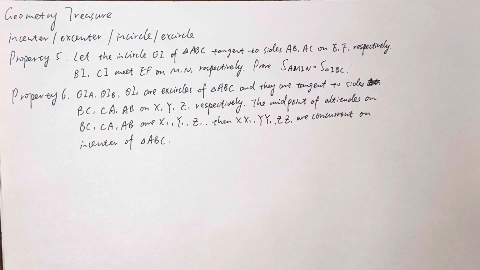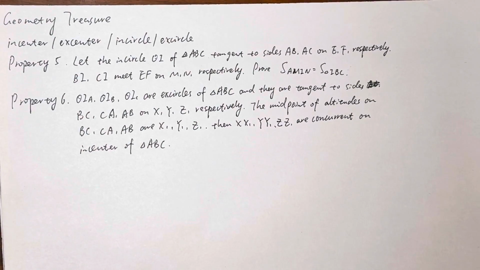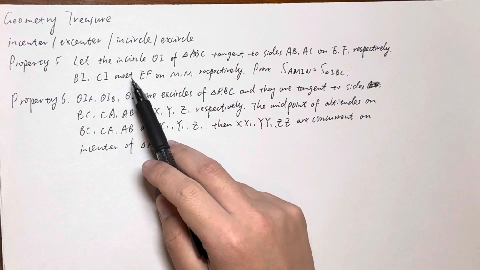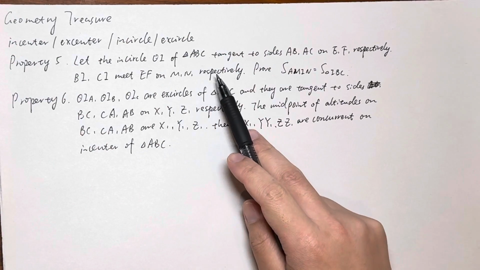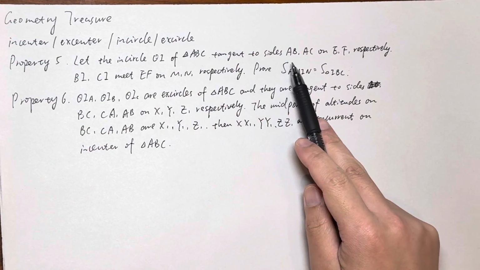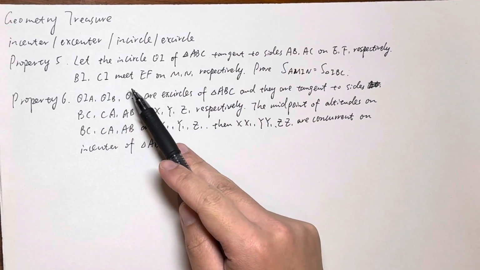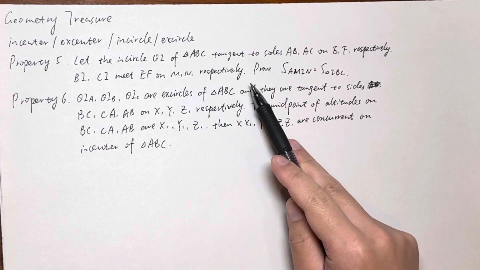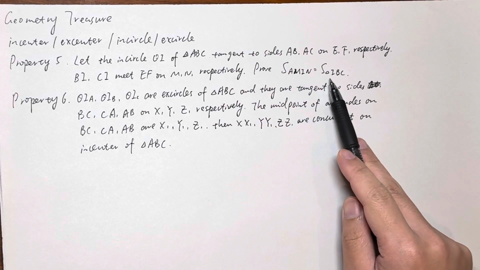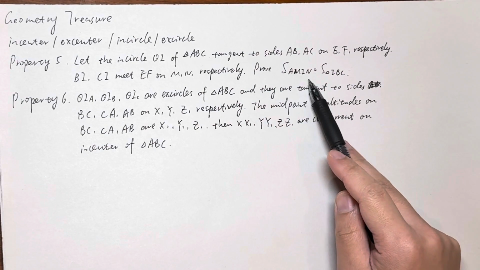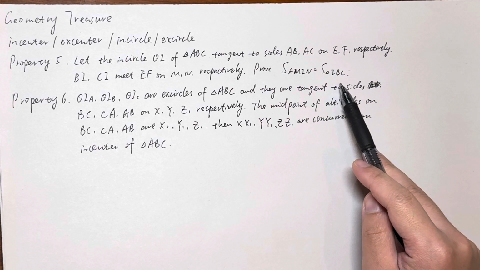Let's continue on the geometry treasure: incenter, excenter, and incircle properties. Property 5. Let the incircle, circle I, of triangle ABC be tangent to sides AB and AC at E and F respectively. BI and CI meet EF at M and N respectively. Prove that the area of AMIN equals the area of triangle IBC.